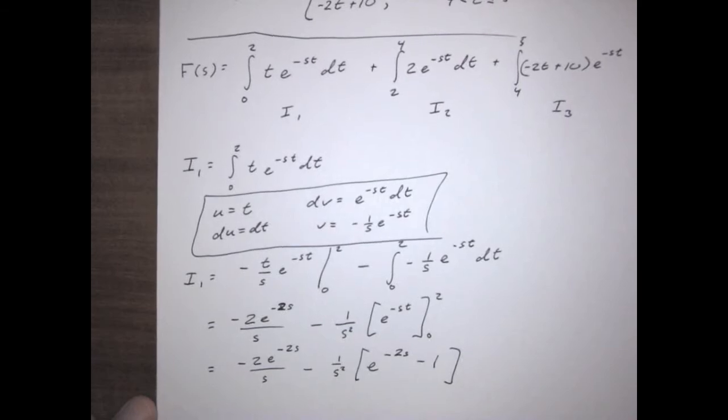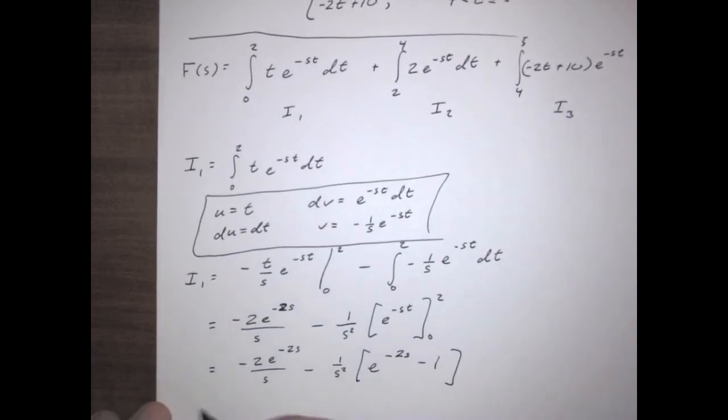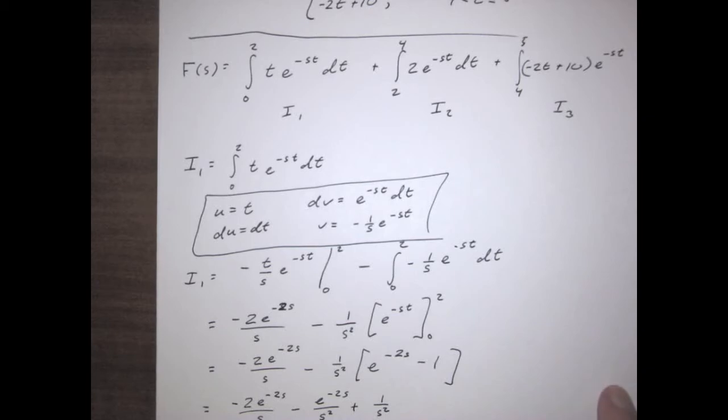Okay, so let's call that good. Of course, we could simplify. We better simplify it at least a little bit. Negative 2 e to the minus 2s all over s minus e to the negative 2s over s squared plus 1 over s squared. But we won't break our backs doing too much simplification here. There's no reason to go too crazy on that.